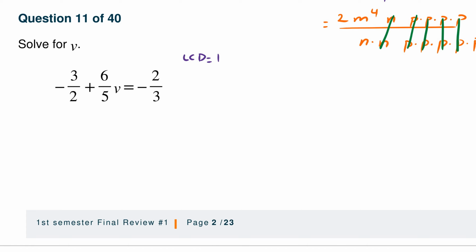No, sorry, will be 15. Nope, 30. I'm sorry, 30. 2 times 5 times 3, that will give me 30. So to get rid of all fractions together as one, you're going to multiply every single term by 30. Okay, what does that give me?